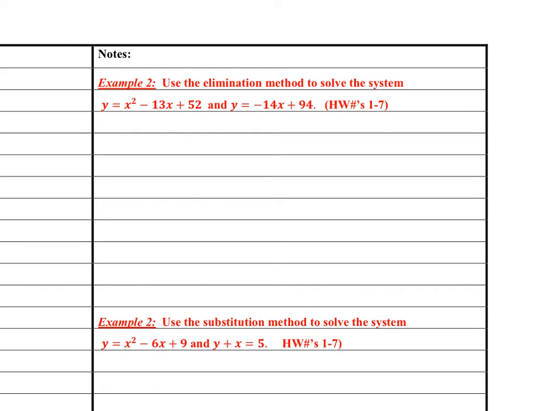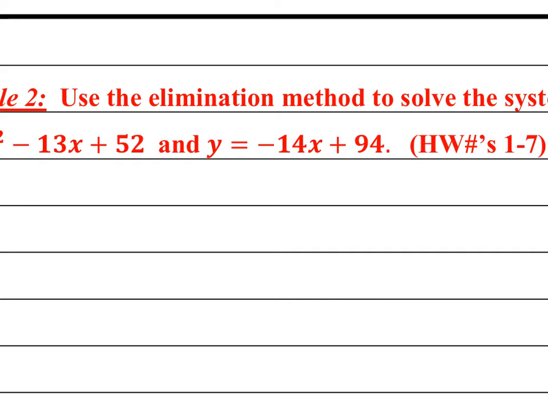Now we're going to do it by elimination. Remember, we line them both up. In order to make this equation look like the quadratic, I will make it y is equal to 0, x squared minus 14x plus 94. Let's line them up.